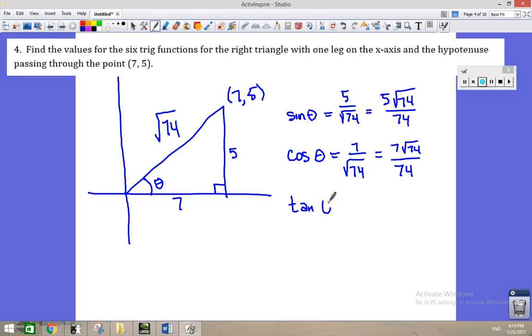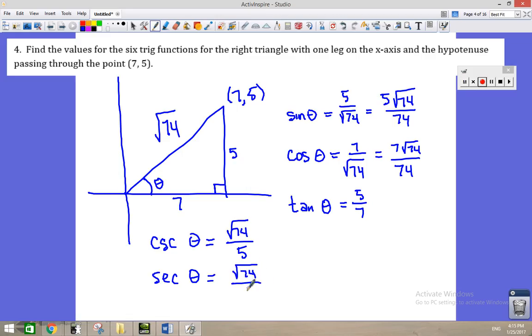Sometimes you'll be able to reduce that. Tangent is the opposite leg over the adjacent, or y over x. Y over x is 5 over 7. The cosecant, if I take the reciprocal, I get root 74 over 5. Hope you can read my writing. The reciprocal of cosine is secant. The secant of angle theta is the square root of 74 over 7, and the cotangent is the reciprocal of 5 over 7, which is 7 over 5.